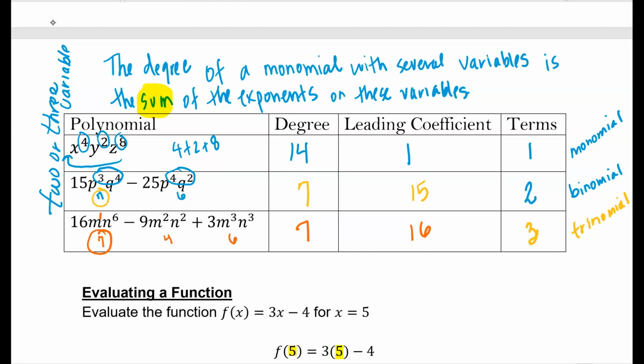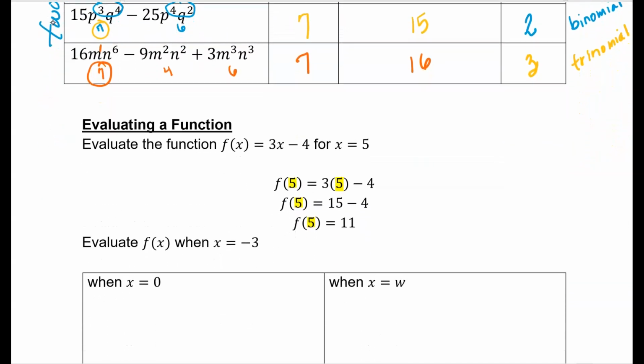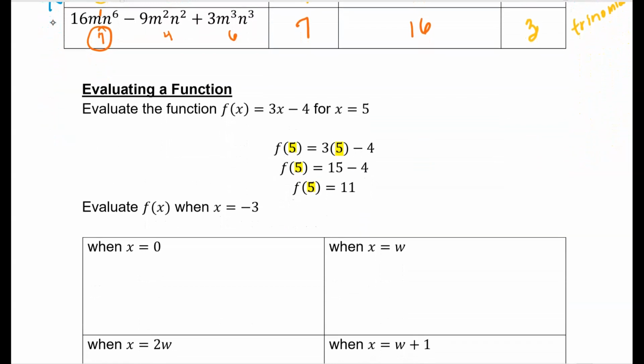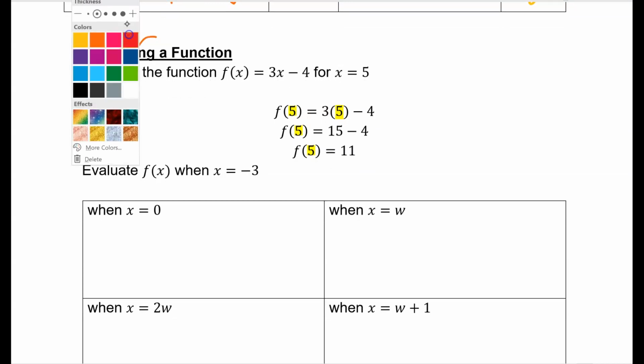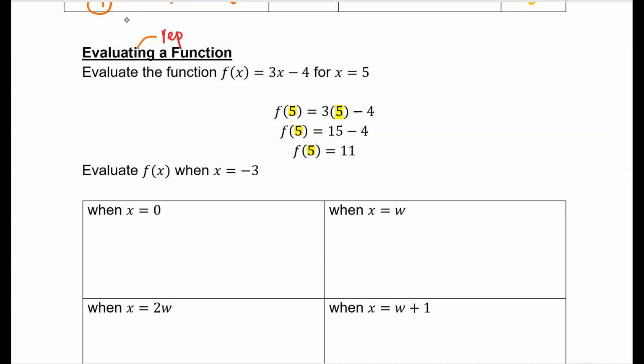So let's move on now to another concept in this section, which is called evaluating. So to evaluate simply means to make a substitution. All right. So you're going to replace the variable with something else. And I decided to discuss evaluating functions, because if you understand how to evaluate functions, you understand how to evaluate everything else.